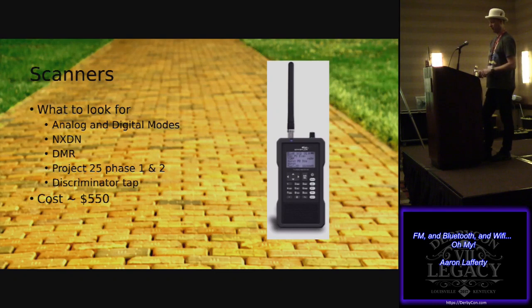And then you want a discriminator tap, because at some point you're going to spend several hundred dollars on this hardware device to do different radio protocols. And three or four years down the line, somebody's going to come up with a new protocol that your scanner doesn't do. It's nice to have a discriminator tap because that takes the raw output that the radio receives. You can line it into your computer, and then you can use your general purpose CPU on your computer to decode that protocol. That way you don't necessarily have to go back out and spend $500 or $600 on another scanner.